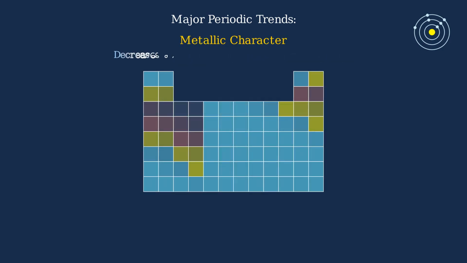Metallic character describes how readily atoms lose electrons. It decreases from left to right across a period and increases as you move down a group. This explains why elements on the left side of the table are metals, while those on the right are nonmetals, with metalloids forming a diagonal boundary between them.